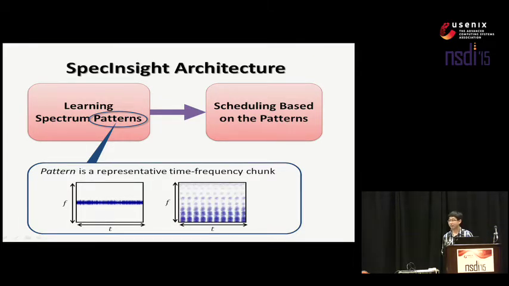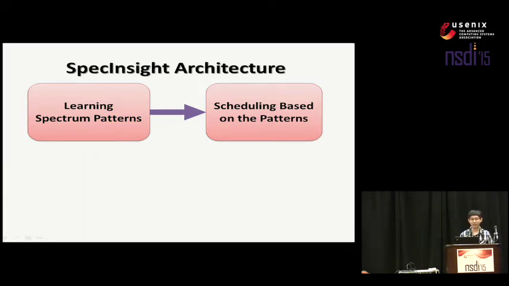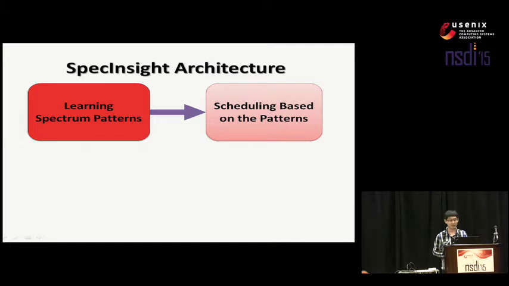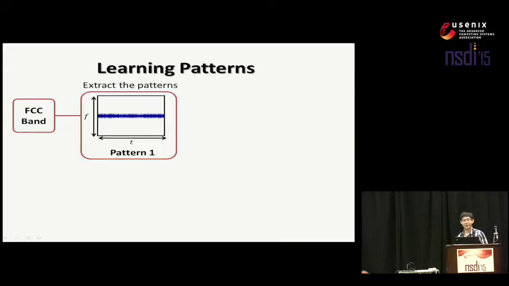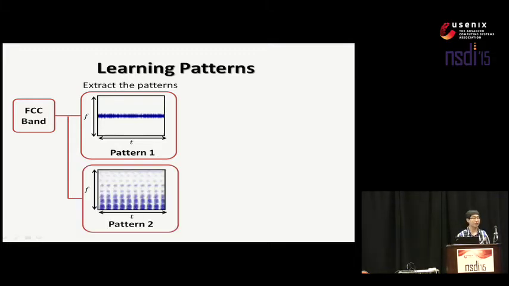And another pattern shows us that there is a different signal which is discontinuous in time, but occupies the whole frequency bandwidth. So if we can learn all of this information, we can schedule much more efficiently. So how do we learn it? The FCC divides the spectrum into different FCC bands. So we learn them based on FCC band. For each band, we extract what patterns we have in that band. And it might have one pattern, or it might have multiple patterns, because some bands are shared with different signals.